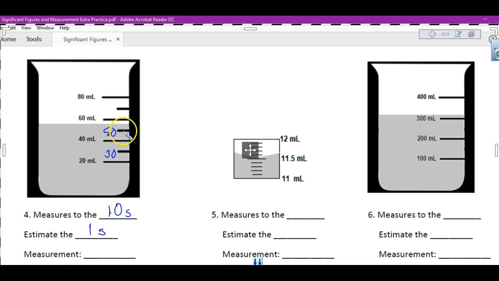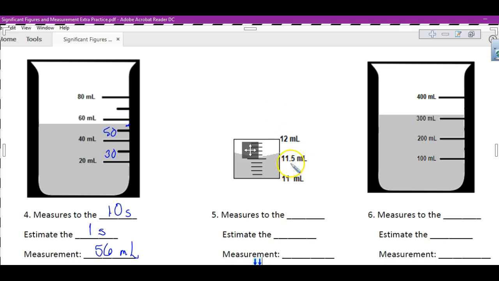So we know it's at least 50. Halfway looks to be about right there. So I'm going to estimate this to be 56 milliliters. And you would not put anything smaller than that. You wouldn't need a decimal point, like 56.0, because then you're overestimating.